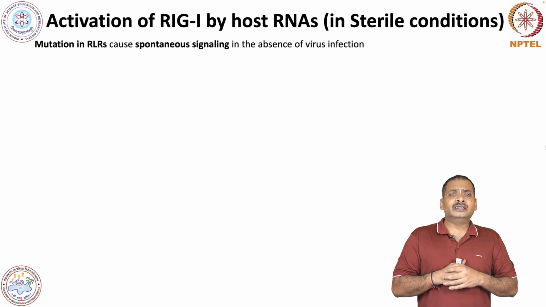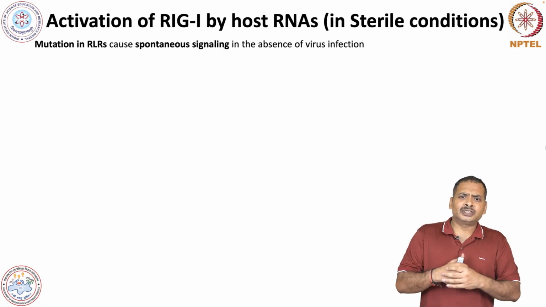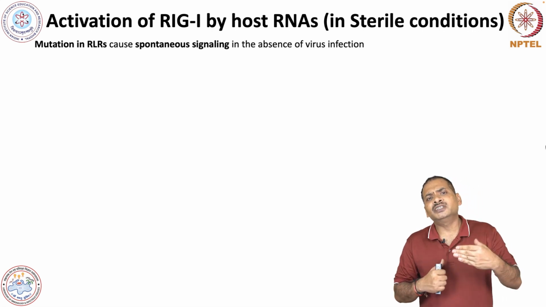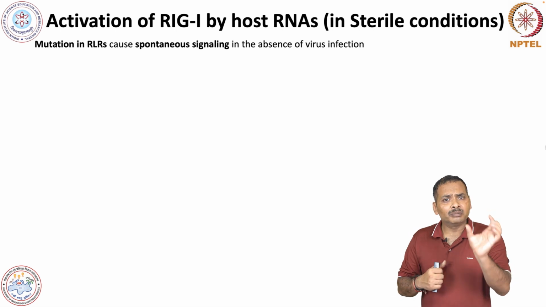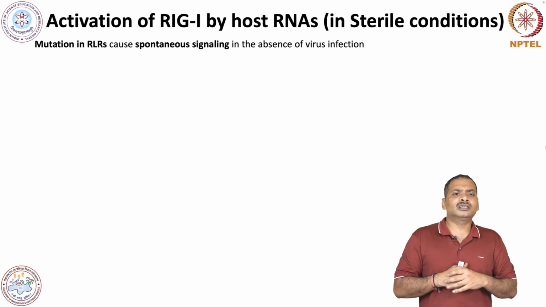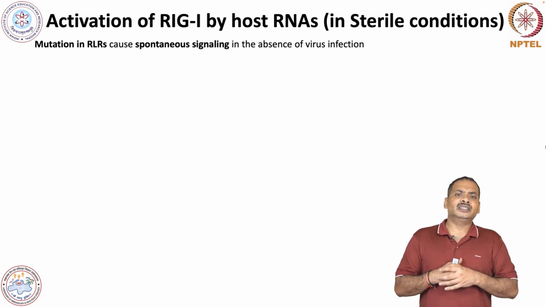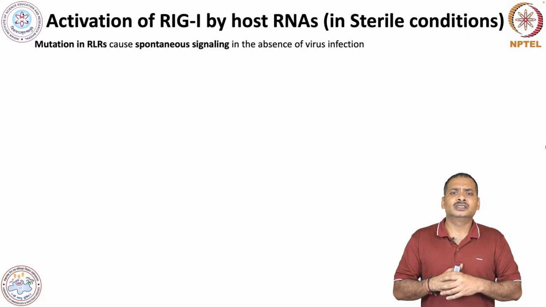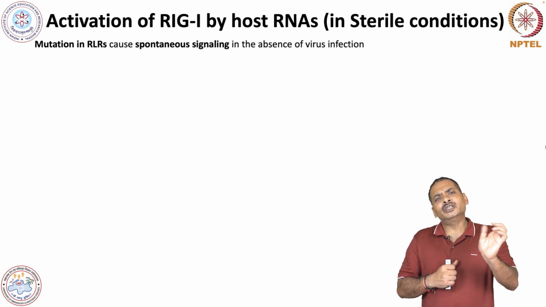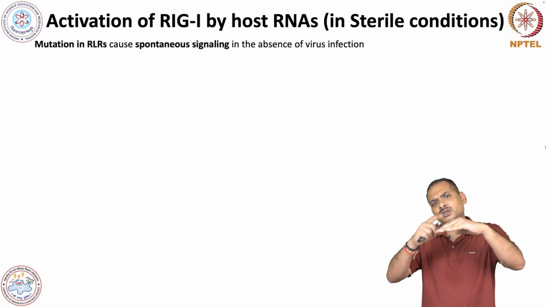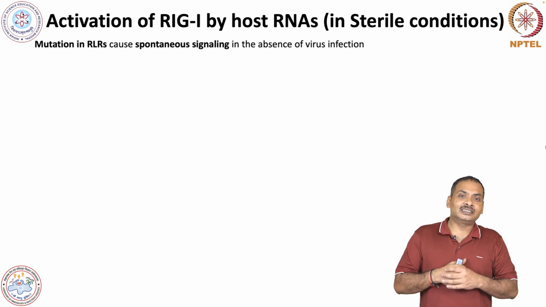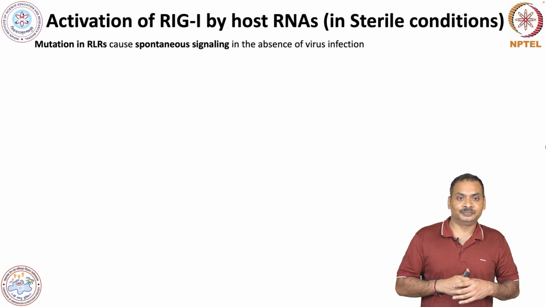Okay, and this is quite obvious and common, that there must be some individuals who have a mutation in the members of the RLR protein family. Mutation in RLR causes spontaneous signaling in the absence of any virus infection. For example, if there is a mutation in the CTD, which will keep the helicase in an unmasked form, then probably that will keep on activating. And that is a point of concern.